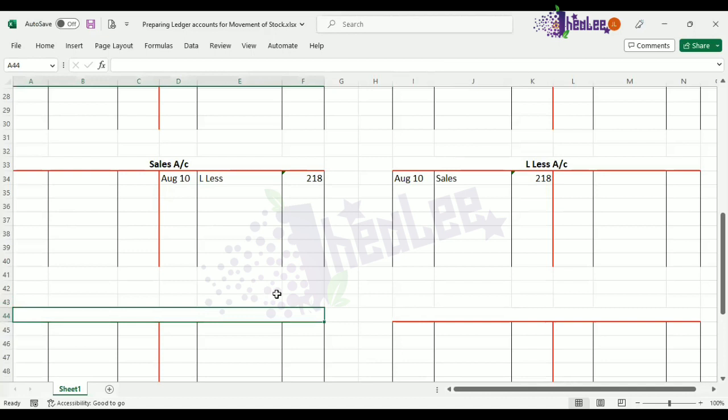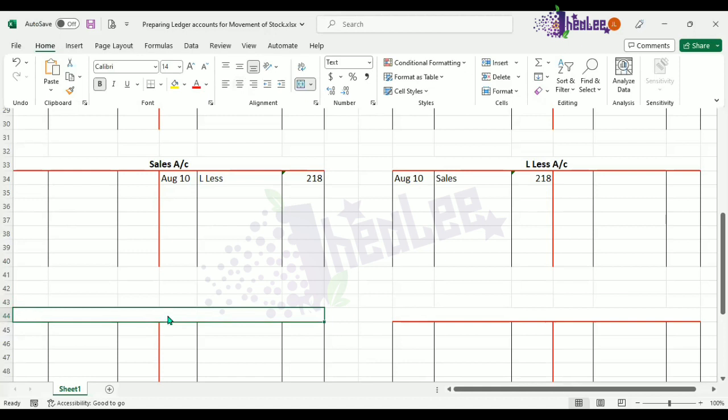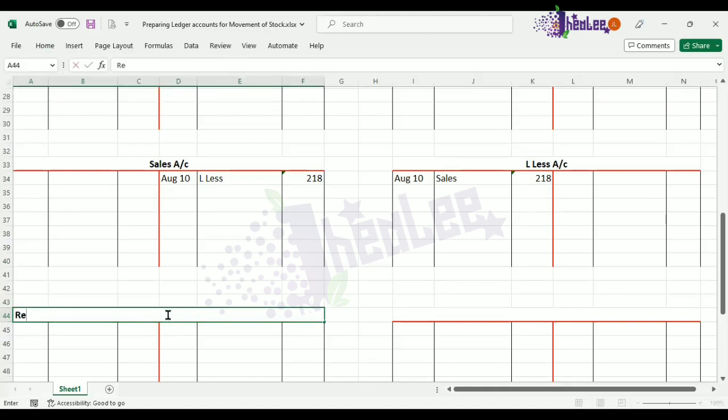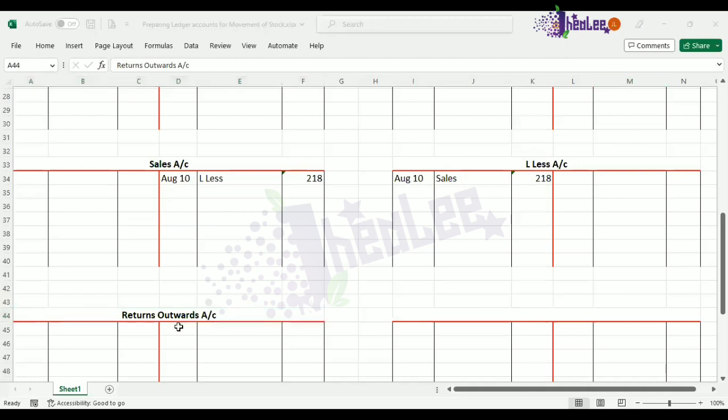We need to open an account for returns outwards. And we're to credit this account. So on the right-hand side, August 12th, for details is J. Watson. That's the person that we're returning the goods to. And the amount that is being returned is $42.